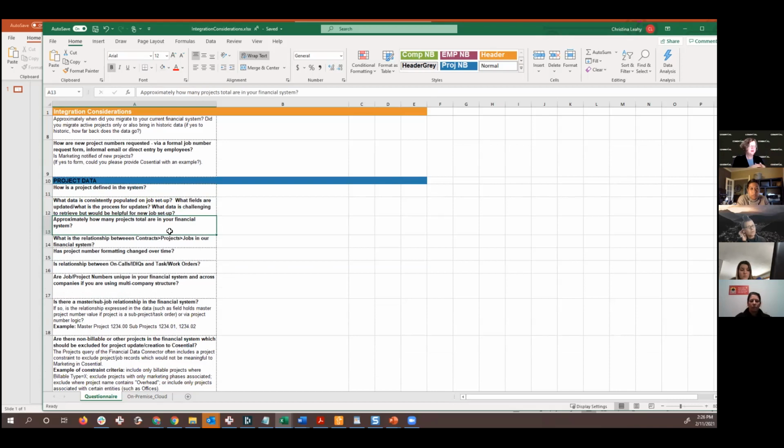Relatedly, how do you track, do you guys do on-calls or indefinite quantity contracts? What's the relationship between task orders and those contracts? If there isn't a relationship, could there be, right? Jessica could talk about that over time. Has your project number formatting changed over time? Because we're going back historically, and that is helpful from a marketing and BD perspective. It's helpful to understand, is this numbering really different? And does that tell us something about projects we want to exclude, right?